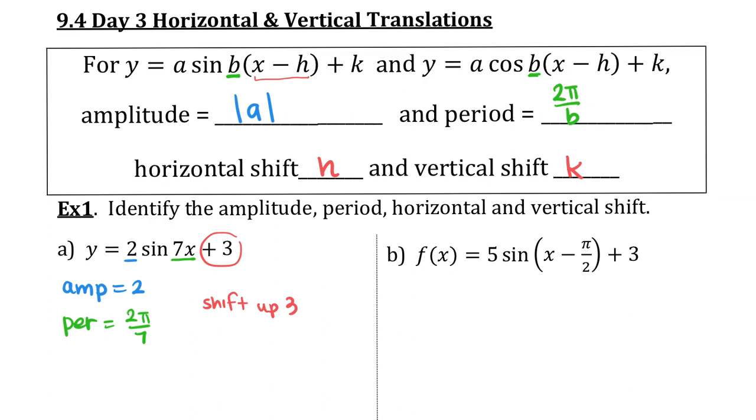Okay, let's look at B. F of x equals 5 times the sine of x minus pi over 2 plus 3. Okay, amplitude, 5. Period. Since there's parentheses, the period would be in front of the x. No, it's normal. So the normal period for sine is 2 pi. Now translations. It's going to go right, pi over 2, and it goes up 3. So there's 2 translations or 2 shifts.